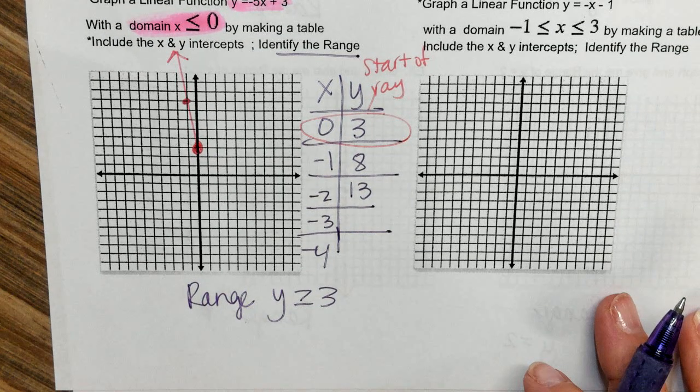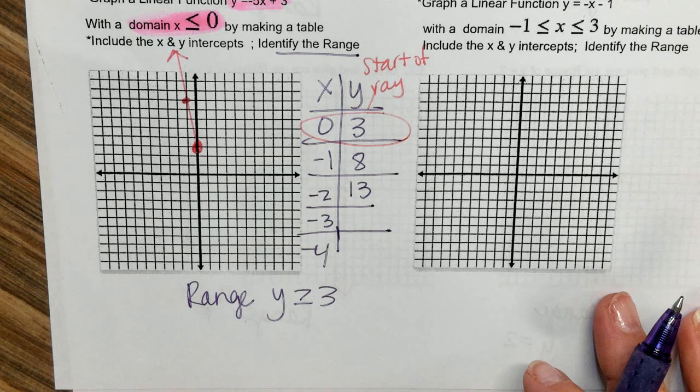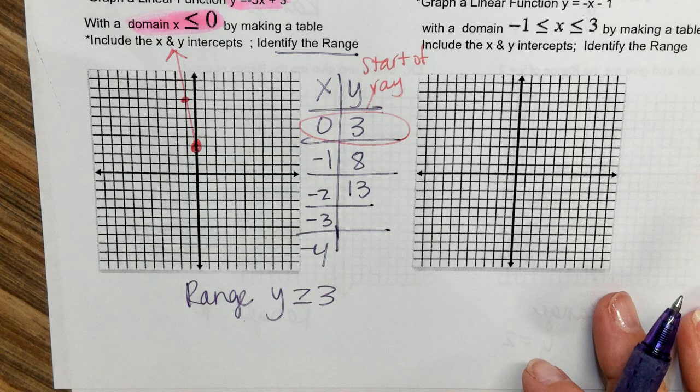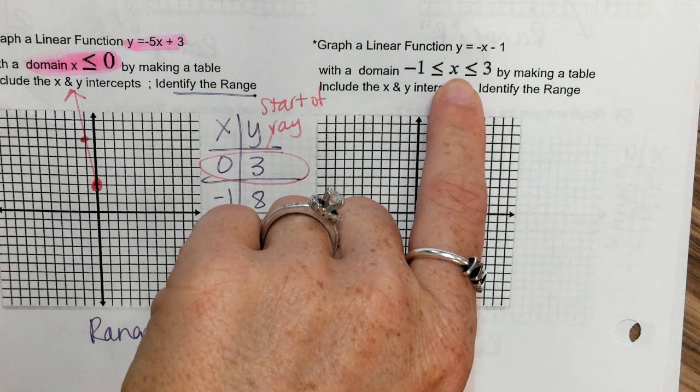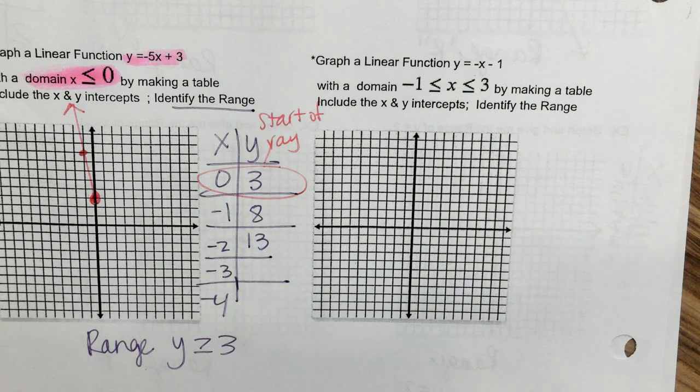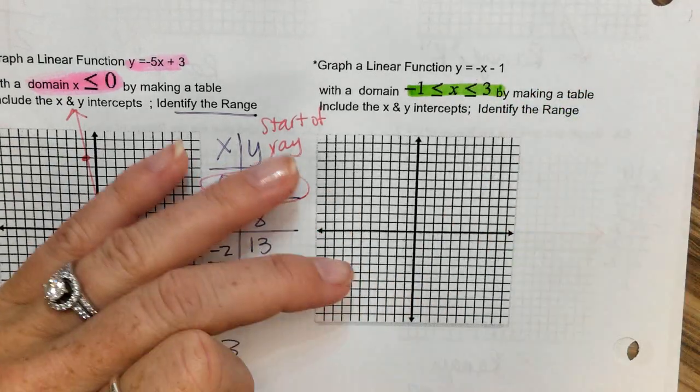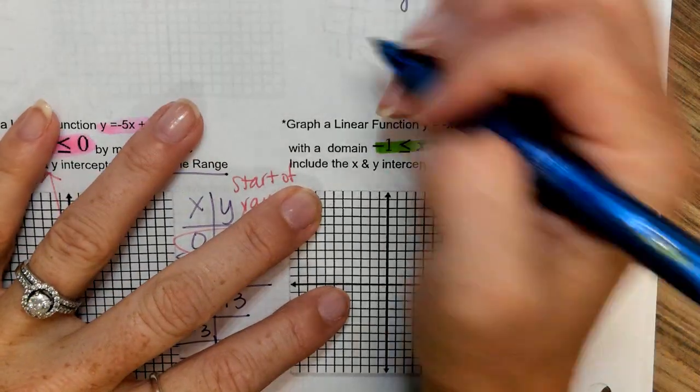Are we good with rays and straight lines with arrows? We have one more to learn. What do y'all think this is going to be? A line segment. So if you have a compound inequality, write this down.